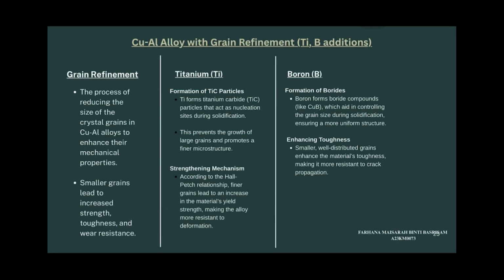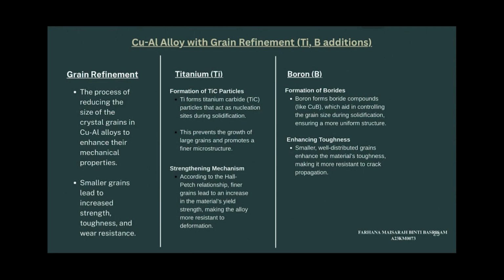My name is Sarah and I'll be presenting about the copper aluminium alloy with grain refinement, titanium and boron addition. Grain refinement is the process of reducing the size of crystal grains in the copper aluminium alloy to enhance their mechanical properties. This means that smaller grains will lead to increased strength, toughness and wear resistance.